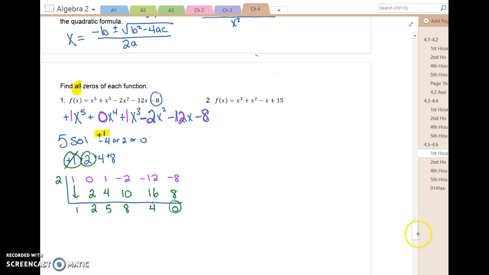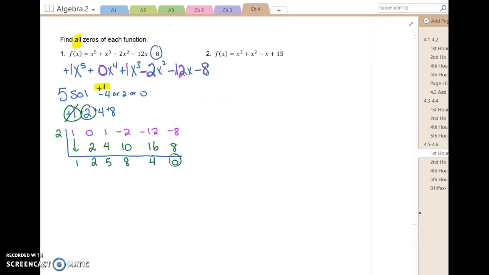Okay, this is the part that's a little bit different. Because we started with x to the 5th, 2 works, which means x minus 2 is a factor. These coefficients, and I'll circle them in purple, become x to the 4th plus 2x to the 3rd plus 5x squared plus 8x plus 4.